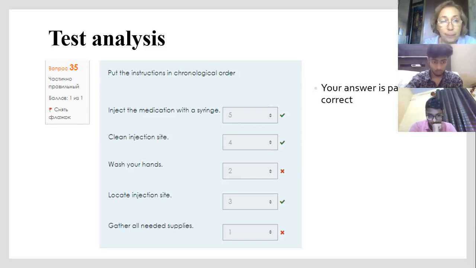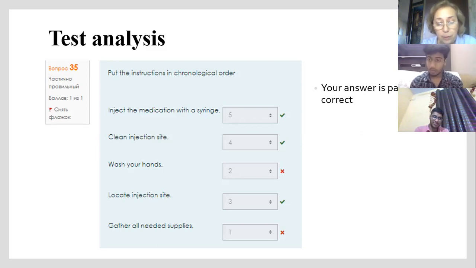Yes, ma'am. But sometimes the needed supplies, if we take the example of a syringe, the wrapper of the syringe is sometimes contaminated with some parasite or some infections. So ma'am, we need to wash our hands after unwrapping that syringe, so that the hands get uninfected. So ma'am, that's why we put wash your hands in second place.